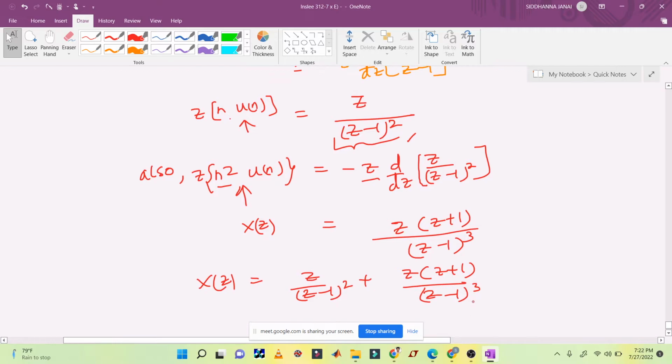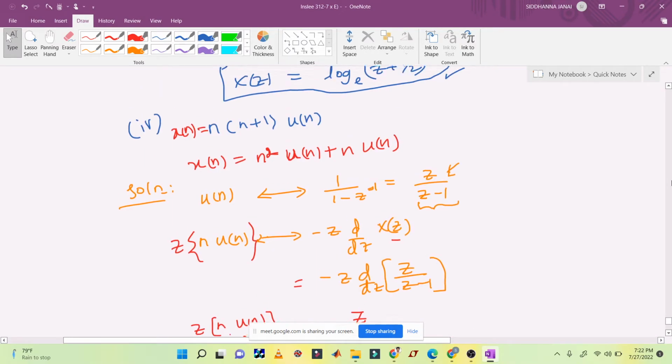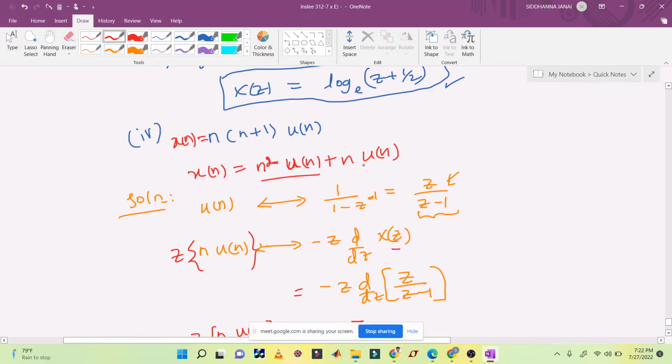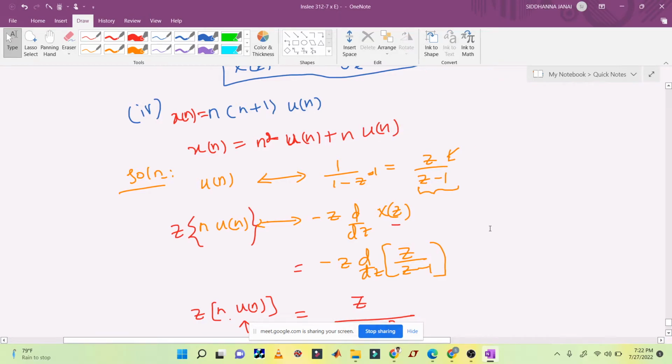Why? Because you can look at the expression here: n square u of n plus n u of n. For this we can calculate x1 of z and x2 of z, or say this as x2 and this as x1, because we can calculate this one first and then differentiate that again to get this one. So this is u of n, that's why it is easier. If it were u of n minus 1 or something like that, it would have been difficult again. But this is the simplest problem with 2 times differentiation.